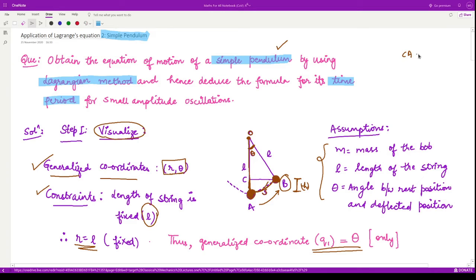So CA would be equal to OA minus OC. What is OA? It is the total length of the string, that is equal to L. And what is OC? Now to calculate OC, you can see here we have angle 90 degrees, and because this is theta, this angle is also theta, assuming this arc length to be a straight line. So this OC can be calculated by cos theta. What would be cos theta? It would be base upon hypotenuse.